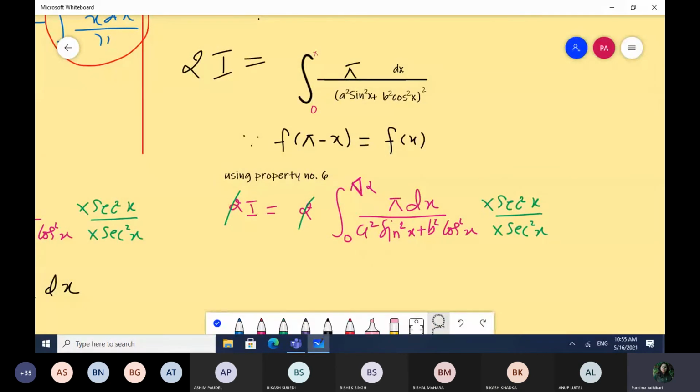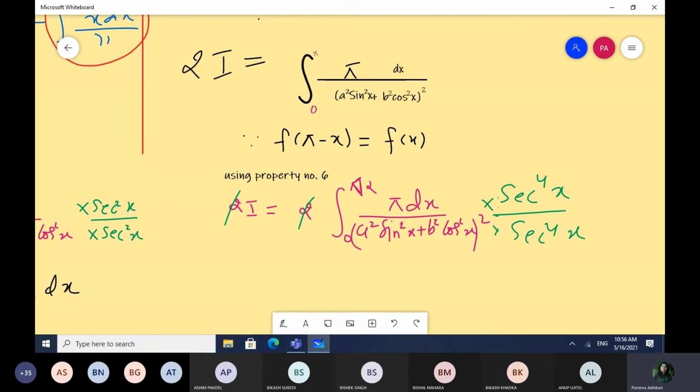Okay, what is your function? Your function is a square sin square x over b square cos square x whole square. I know, ours has a whole square, sir. So is it sufficient for us to multiply numerator and denominator by sec square x? Sec power 4x. Exactly. So you have to change this. You have to multiply numerator and denominator by sec to the power 4x, because sec square x is not sufficient. Ours has a whole square here. Okay, what next? Let's go for the next step.